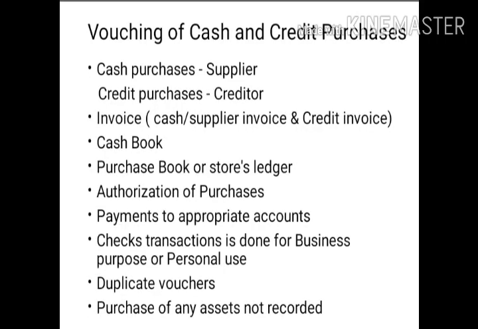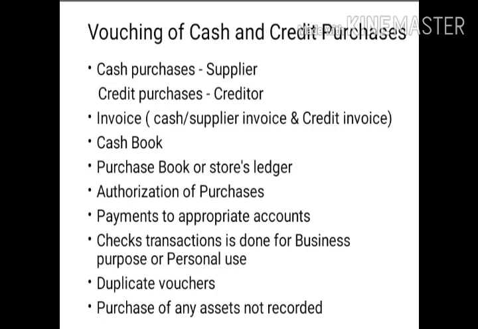Vouching of cash purchases and vouching of payment of creditors is almost the same except for two points. The first one is divided into cash purchases as well as credit purchases, and we call them, for cash purchases, supplier. For credit purchases we are going to call them creditor. Other than that, everything will be the same for cash purchases as well as credit purchases.